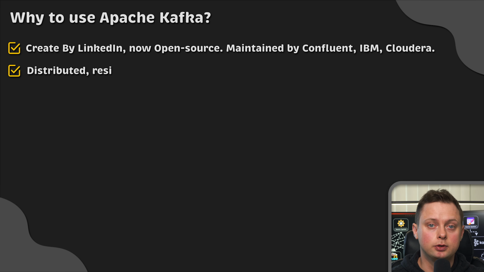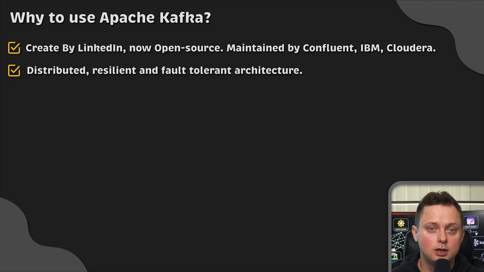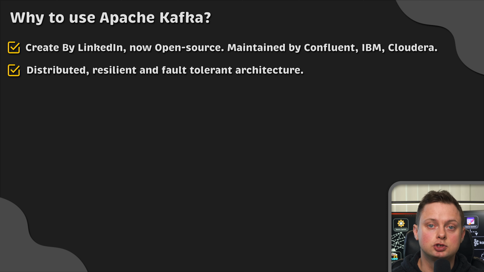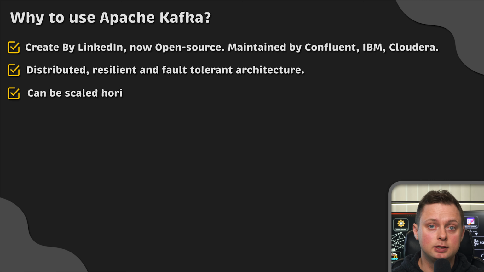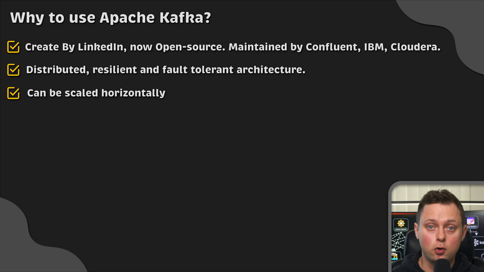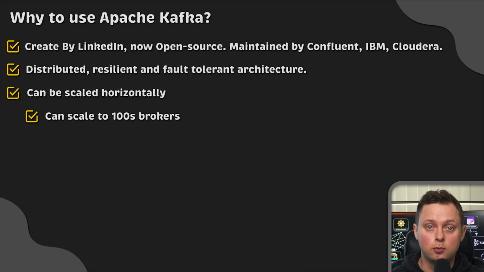It's distributed, has a resilient architecture, and is fault tolerant. This means that you can upgrade Kafka or perform maintenance tasks without having to shut down the entire system. What also makes Kafka very good is its ability to scale horizontally. This means you can keep adding more and more brokers to your Kafka cluster as time goes on, and you can scale up to hundreds of brokers.